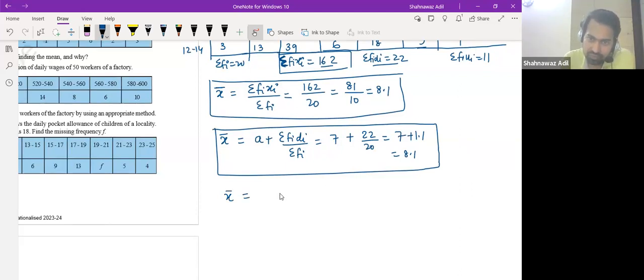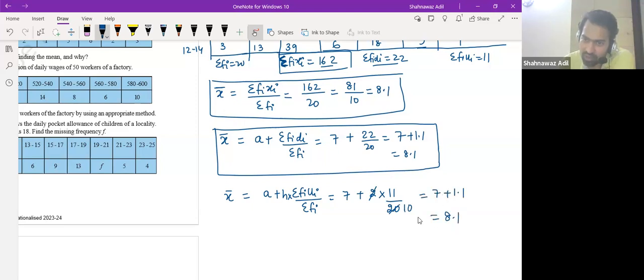From this, we calculate the mean, which is A plus sigma FiUi by sigma Fi into h. So A we have assumed is 7, h is 2, 11 is calculated, and this is 20. So this is 1.1. So 7 plus 1.1 is 8.1. You can see that from all of the methods, we get the same result. Only the calculation is simpler.